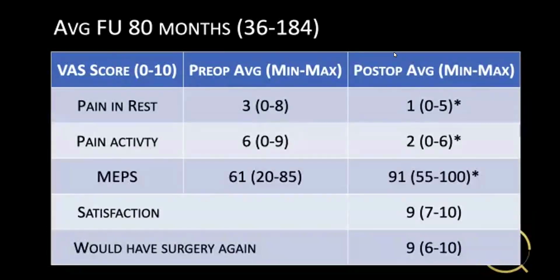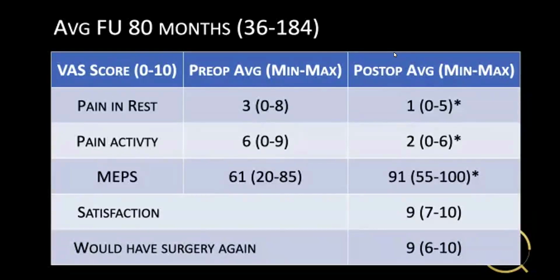Pain at rest was not too bad, 3 pre-op, but pain in activity averaged 6. One patient had 0 pain, both at rest and in activity, and this patient was revised because of stiffness. Post-op average was 1 and 2, so this was a significant improvement from the pre-op pain. Mayo Elbow Performance Score also improved from 61 to 91.